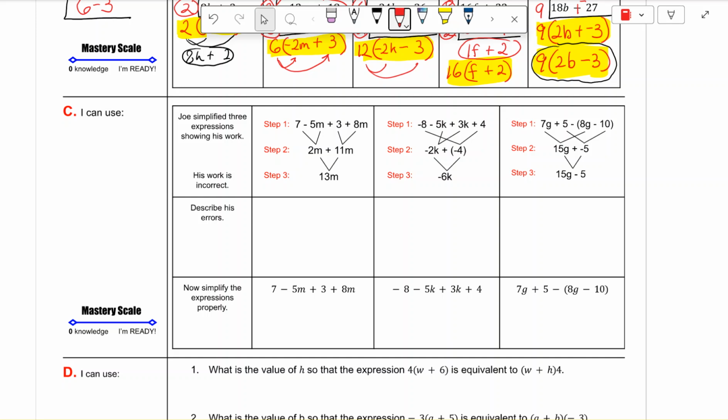Section C, I can use 6-1. That's the very first lesson of this unit. And in that lesson, we're talking about combining like terms.